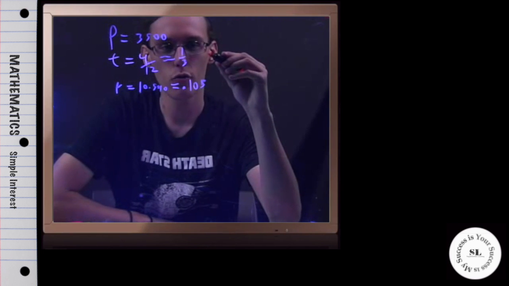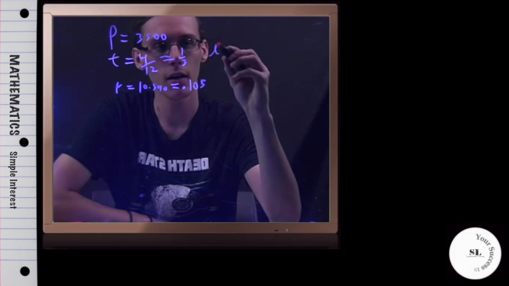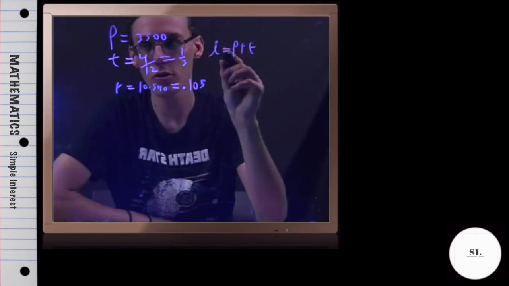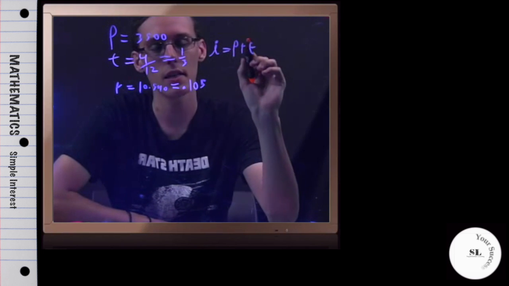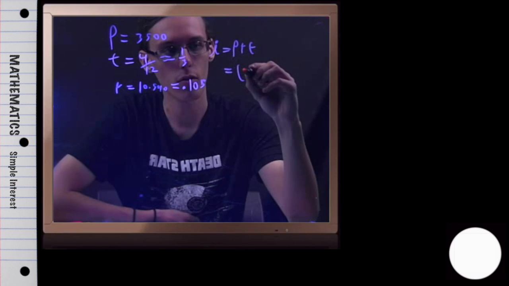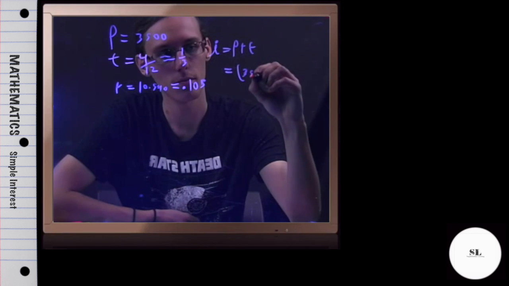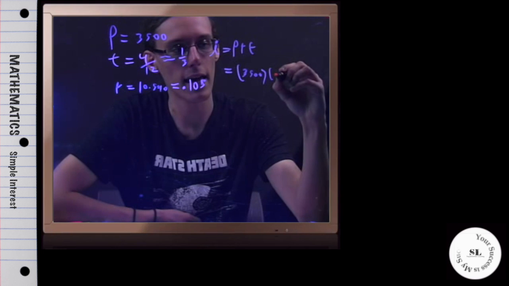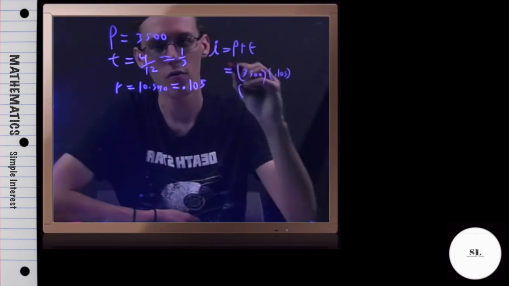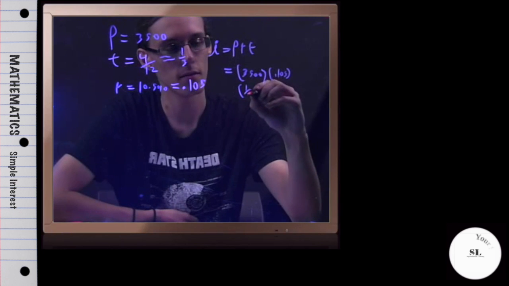Well, remember the interest formula for simple interest is I equals PRT, and so the interest is equal to the principal times the rate times the time in years. So I'll just throw in the numbers here. We have $3,500 at a 10.5% interest rate, which is 0.105, for a third of a year.